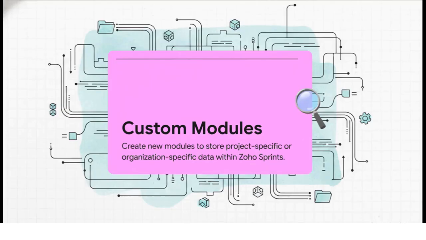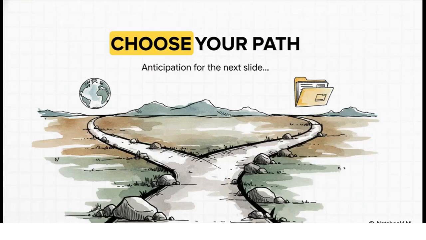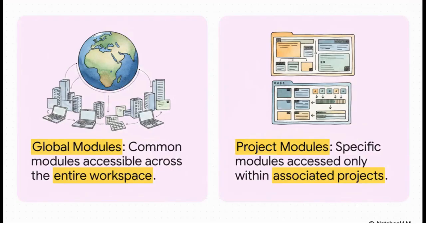And that's where custom modules come in. Keep all your unique data right inside Sprints. Now, you get two distinct types of modules to play with. Let's break them down. Think of it this way. Global modules are for everyone. Project modules are for specific projects.